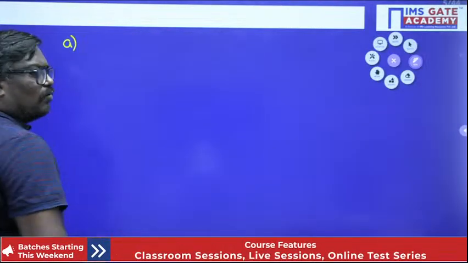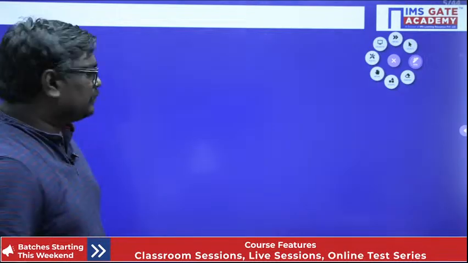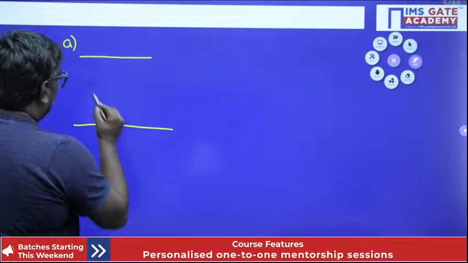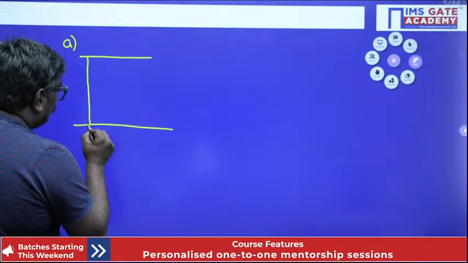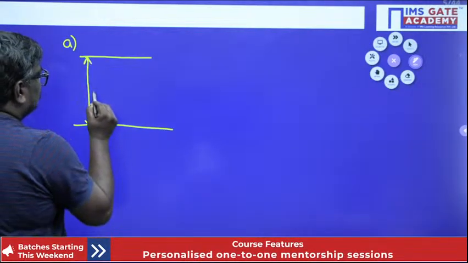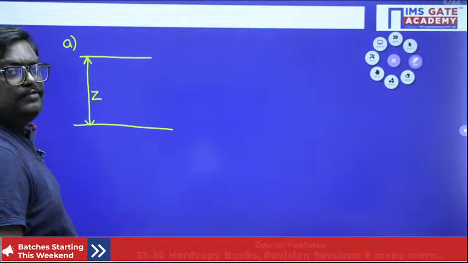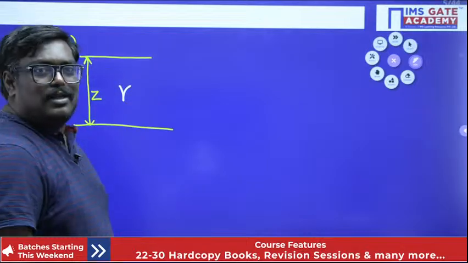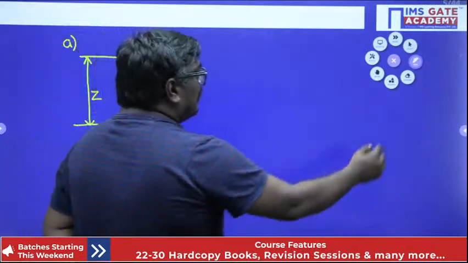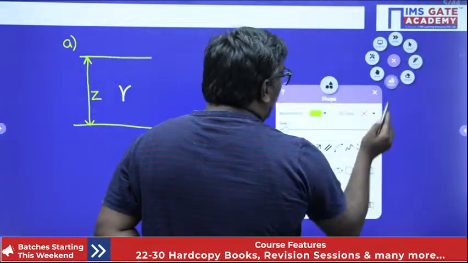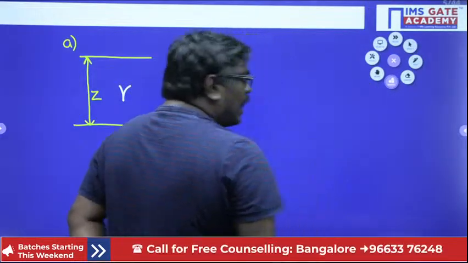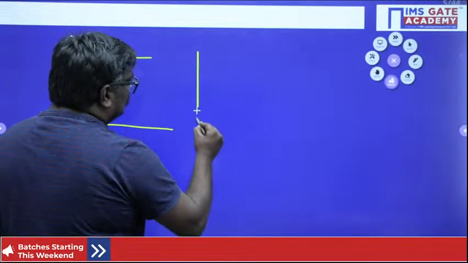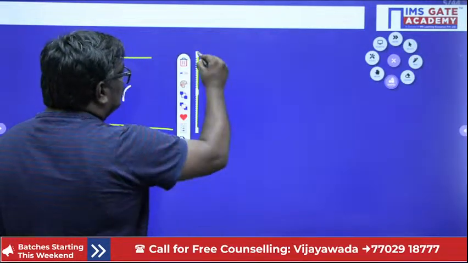The first one, what I would like to tell you here is, suppose I consider a soil strata having a depth of Z. I'm considering a soil strata having a depth of Z. And the unit weight of the soil is gamma. Okay. Now, my dear students, how I will draw the total stress? First, see students. How I will draw the total stress.